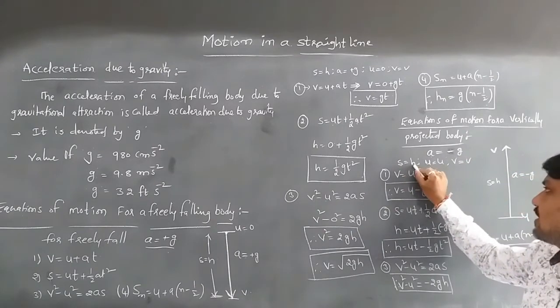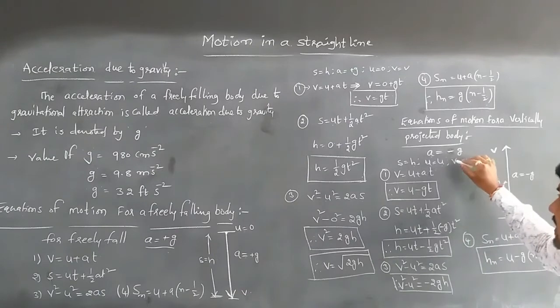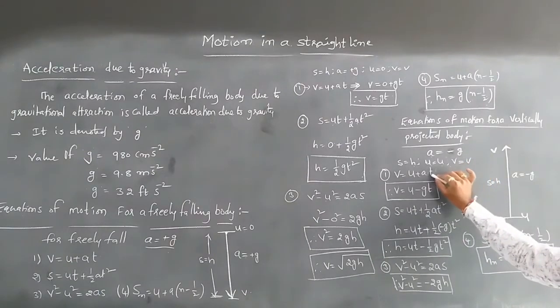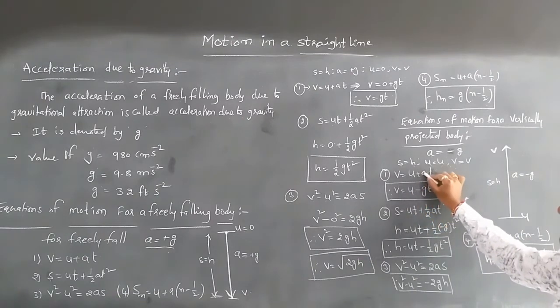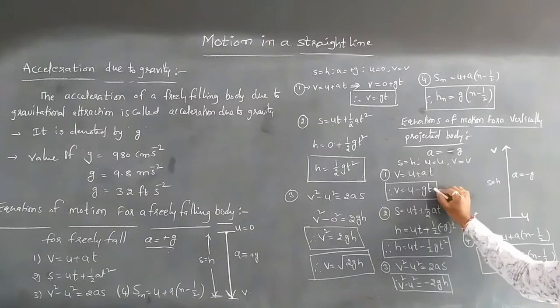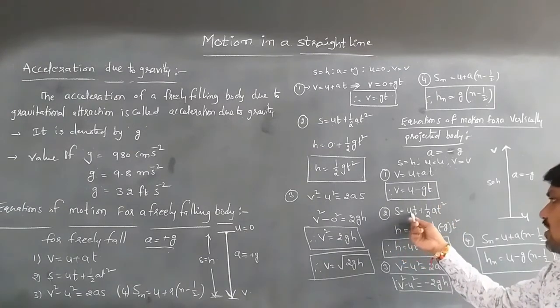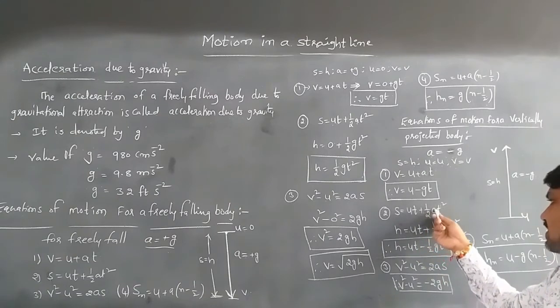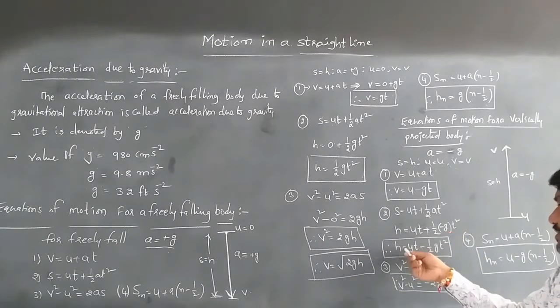So s is equal to h, and the initial velocity and final velocity are both there. By substituting these values in the kinematical equations of motion, we get v is equal to u minus gt as the first equation of motion. The second one, with s equal to h, is h is equal to ut plus half at square, and since a is equal to minus g, h is equal to ut minus half gt square.